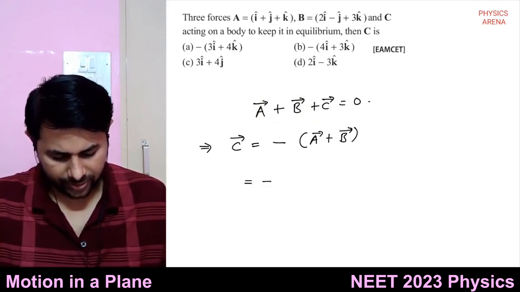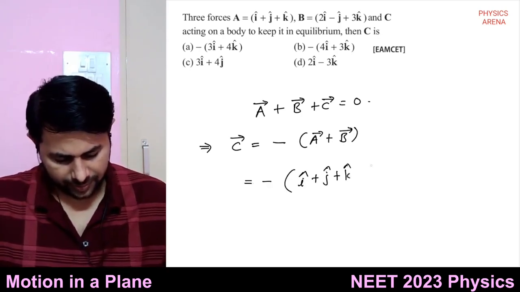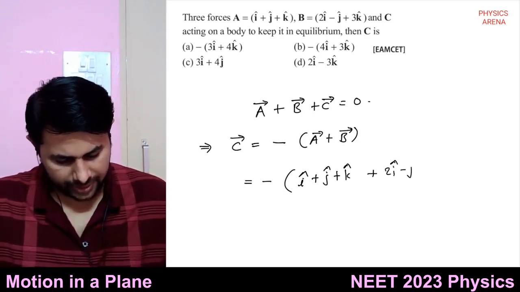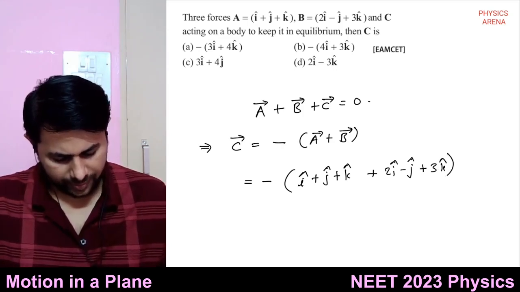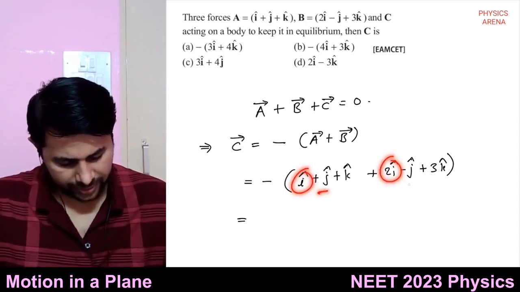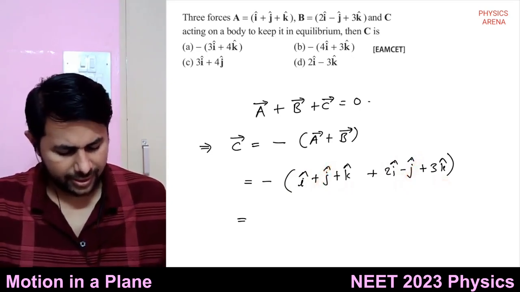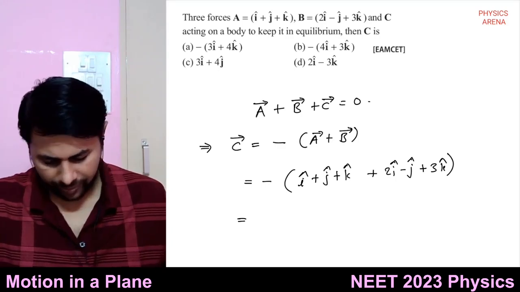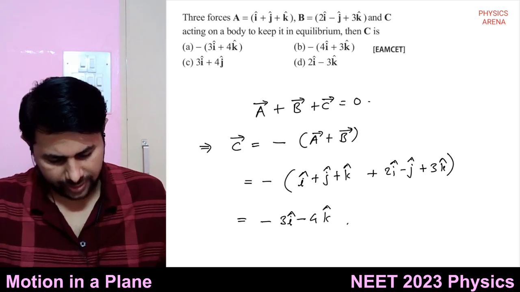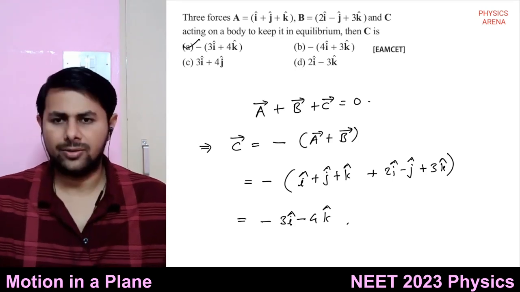Okay, so just substitute A bar and B bar. What is that? I plus J plus K plus 2I minus J plus 3K. What is the answer? It is I plus 2I, 3I, J minus J gets cancelled, and K plus 3K is 4K. So minus 3I minus 4K. This should be the answer. Option A is the answer. Okay, simple question.